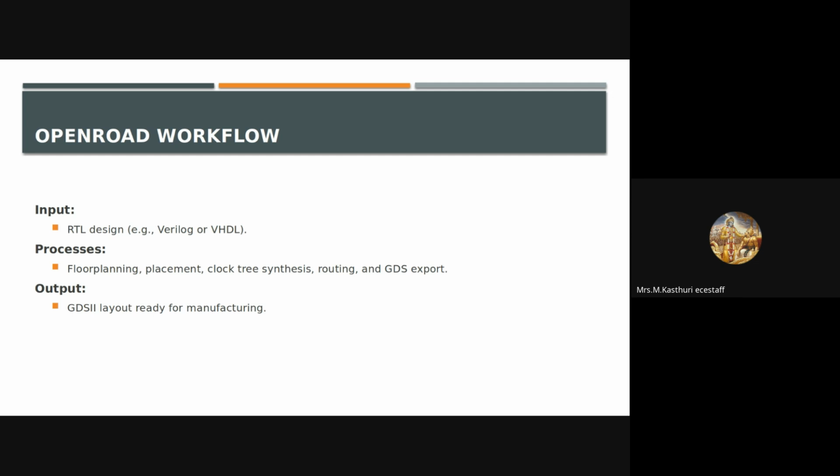The output of the OpenROAD tools is the GDS layout, a standard file format used for manufacturing semiconductor chips. This file contains the final design, which is then sent to a fabrication facility for production.